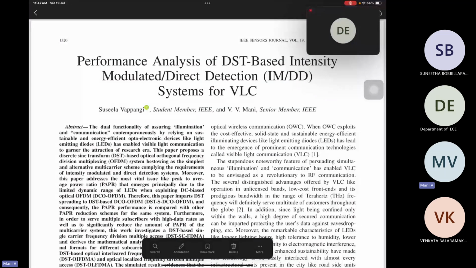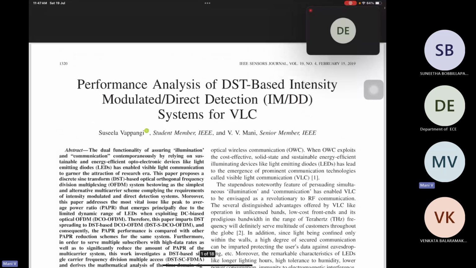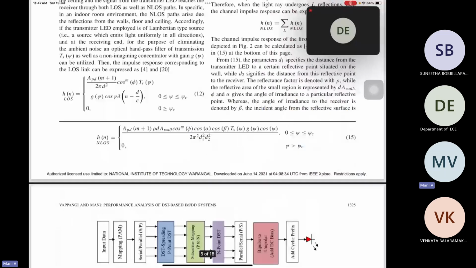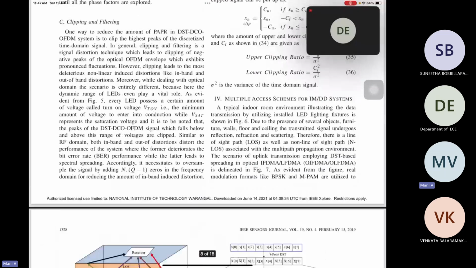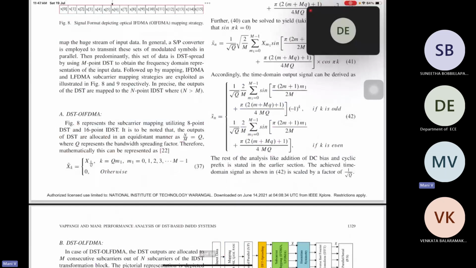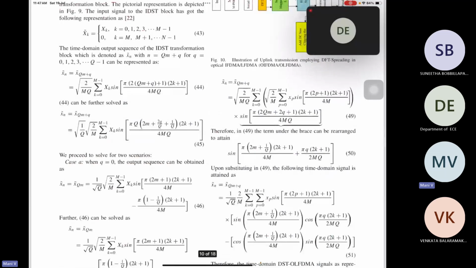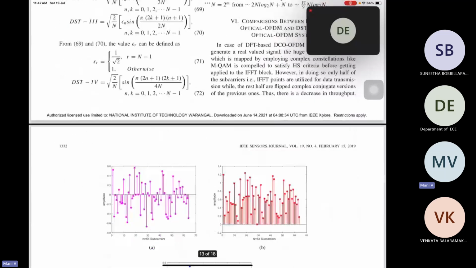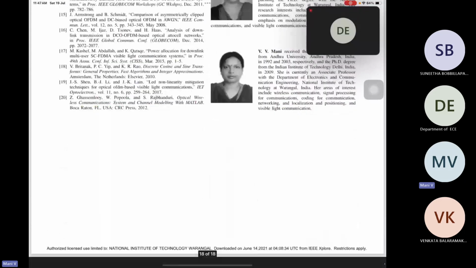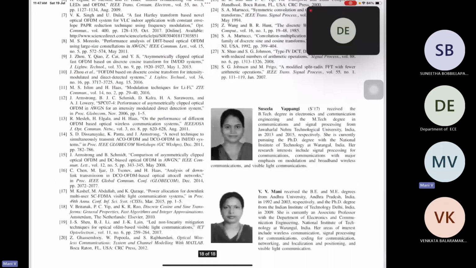If any student or any faculty is interested in visible light communication, there is a 25-page paper written by my student. You can see it is a survey paper. You can see all the concepts of visible light communication, what the researchers have done. We made a contribution to that, and it came into a very good publication in the IEEE Sensors Journal.